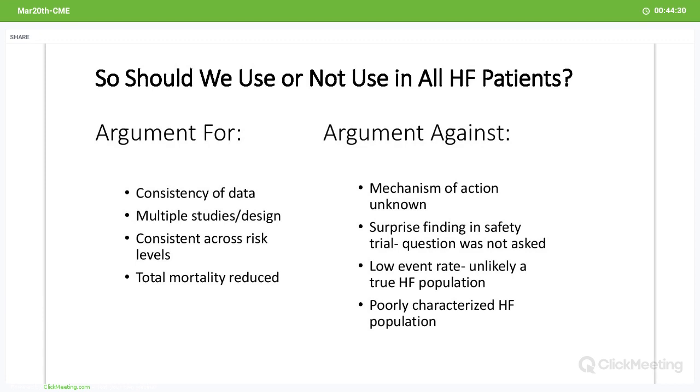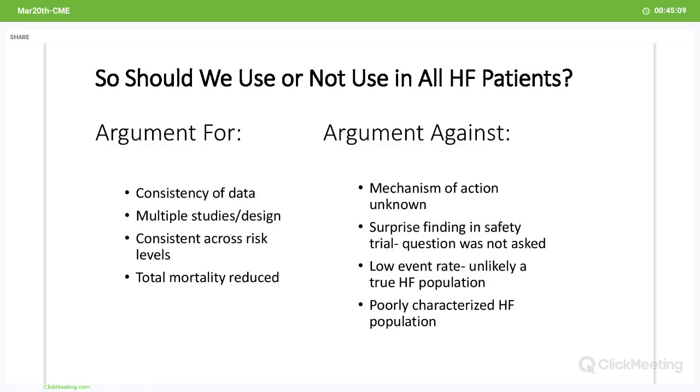So should we use or not use something like an SGLT2 inhibitor in all patients with diabetes? So arguments for, arguments against, and again, this is a slide from John Howlett, and I think the arguments for are that the data is consistent. Multiple studies have confirmed the same findings, and this is consistent across different levels of risk, and it reduces total mortality. So those are pretty compelling arguments on the surface. The arguments against are equally intelligent. They're equally valid.